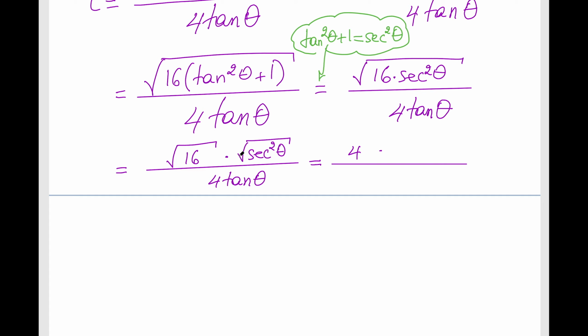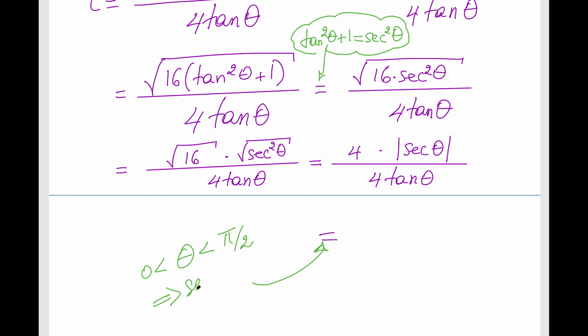And the square root of secant squared is the absolute value of secant, right? Remember, the square root of something squared is the absolute value of the thing, because that thing may be negative, right? Divided by 4 tan theta. But here we were given that theta is an acute angle, so theta is between 0 and pi over 2. As such, what do you know about the secant? Secant theta must be positive, right?